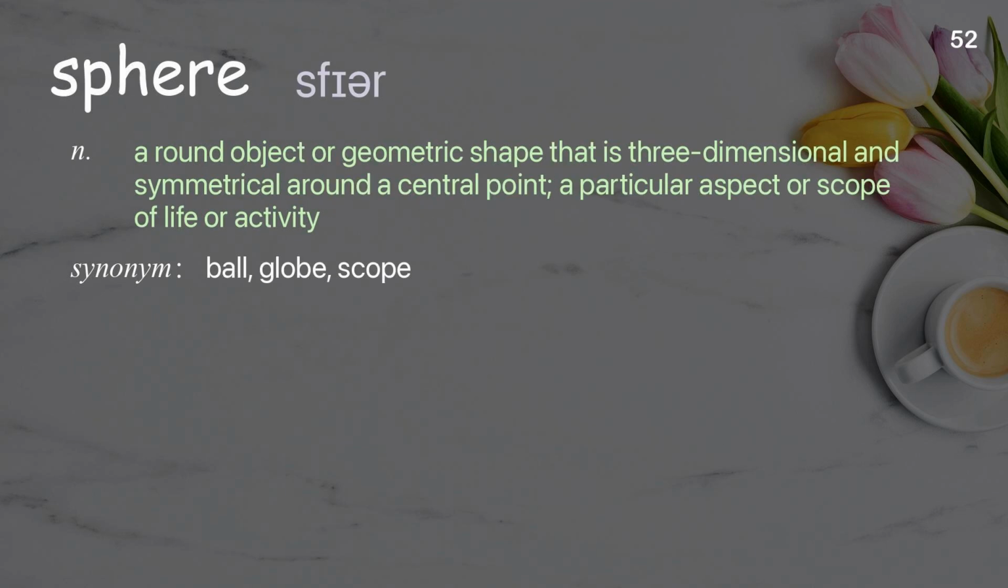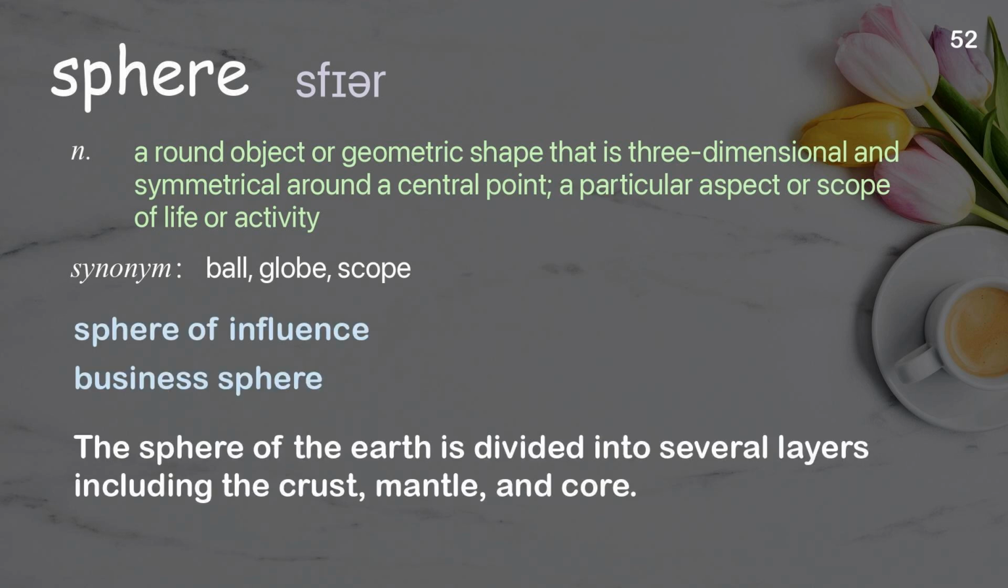Sphere. A round object or geometric shape that is three-dimensional and symmetrical around a central point; a particular aspect or scope of life or activity. Examples: Sphere of influence, business sphere. The sphere of the Earth is divided into several layers, including the crust, mantle, and core.